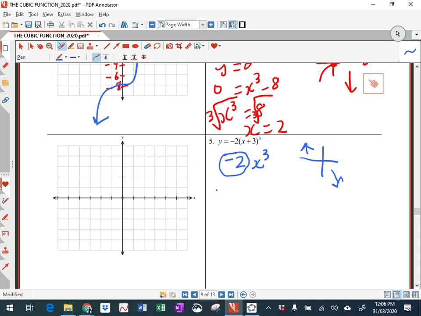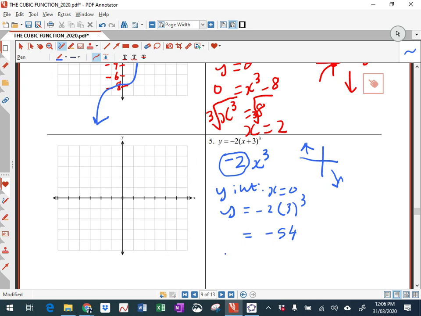Okay, what else could I do? I could find the y-intercept. Okay, for the y-intercept, x equals 0. Okay, so what happens there? I get minus 2 and then 3 cubed, which is minus 54.